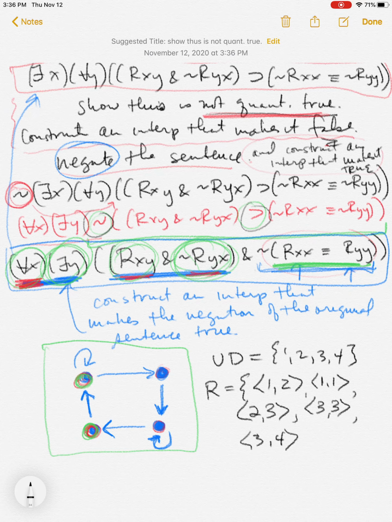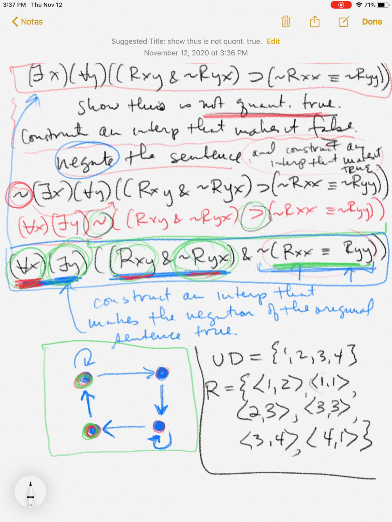And of the 2 of them, of 3 and 4, 3 is the guy who already R's himself. And now 4 R's 1. We leave out 1, 4. But 1 is already R'ing himself, so we're good.